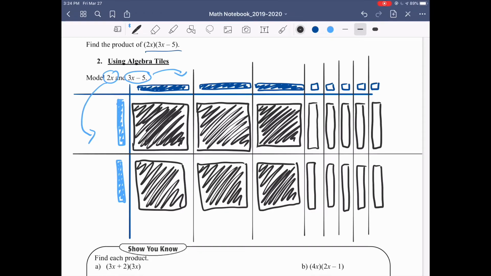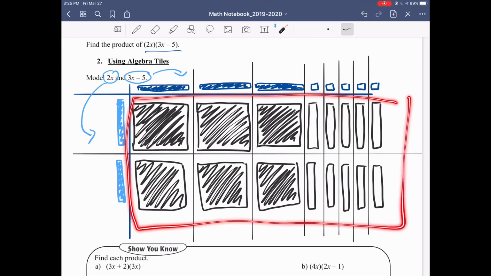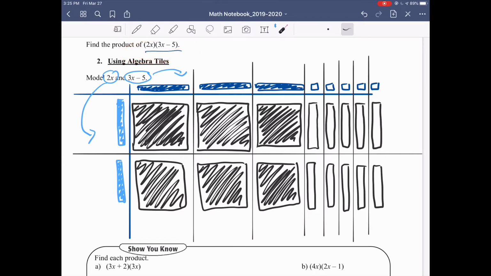Okay, so now we filled it in, and we said that the top and the side are what we're multiplying together, and the inside part is the answer. So everything I drew in black here is actually the answer to this multiplication problem. So our answer is 6 x squareds, and then 10 negative x's. So negative 10x. This is the answer to this problem.